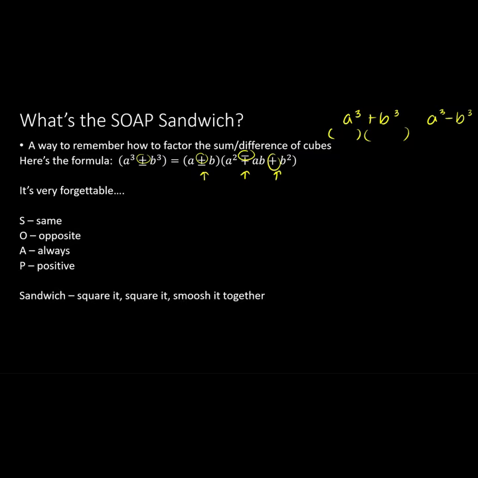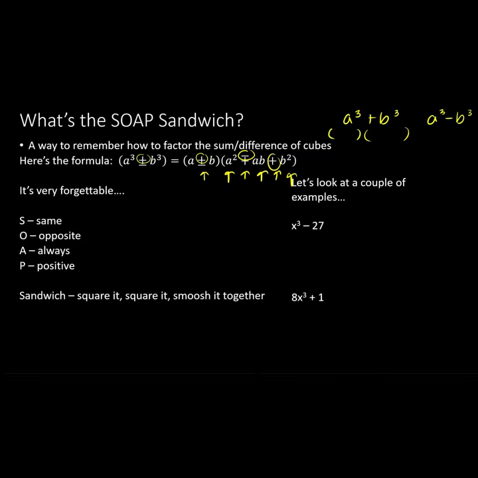And the sandwich, it describes these terms here, where we square it, smush it together like a PBJ. What are we squaring? Well, we're squaring the terms from the first factor, which are just the cube roots of the original problem. Let's take a look at a couple of examples.